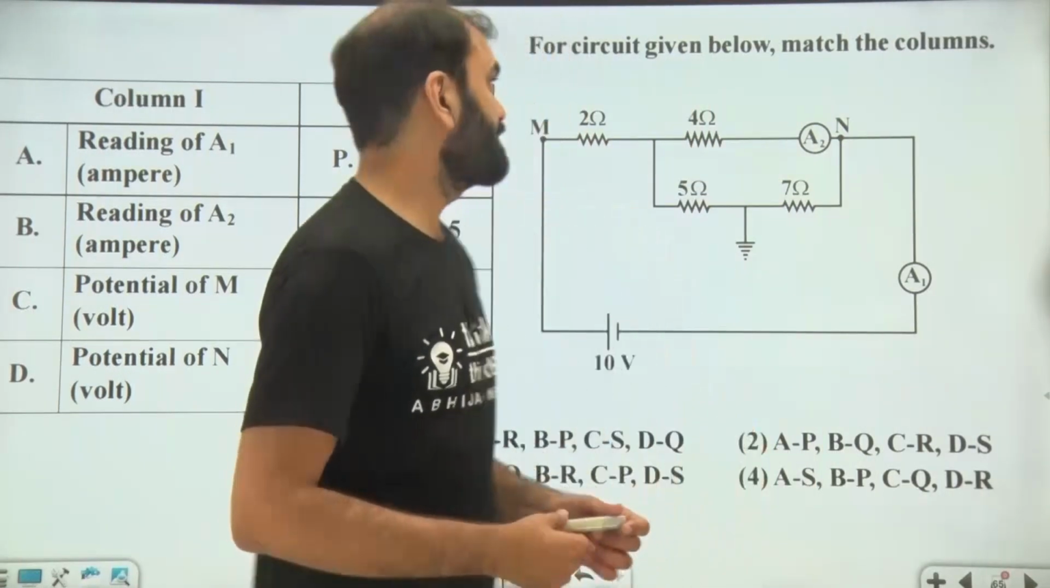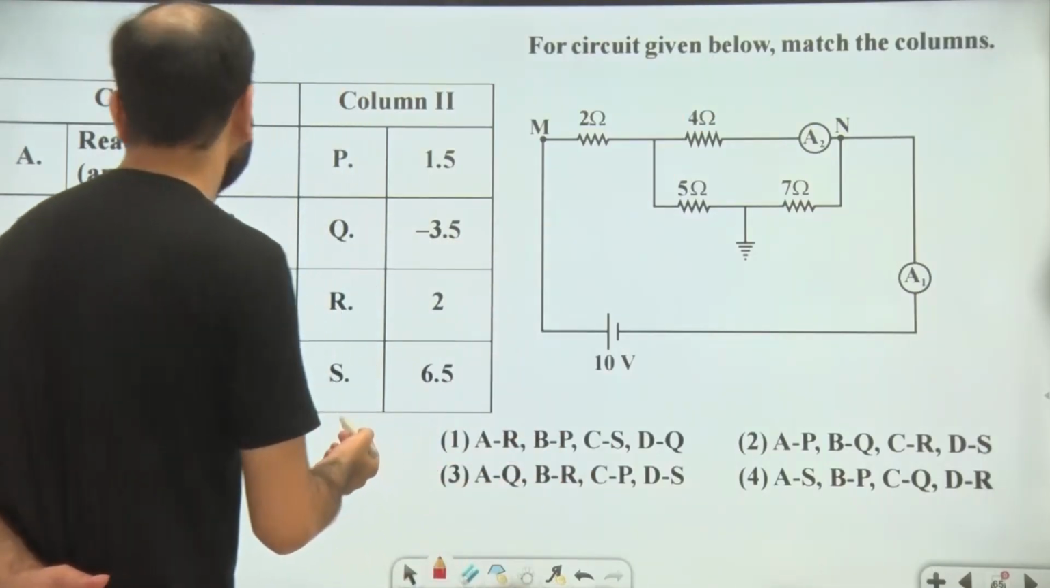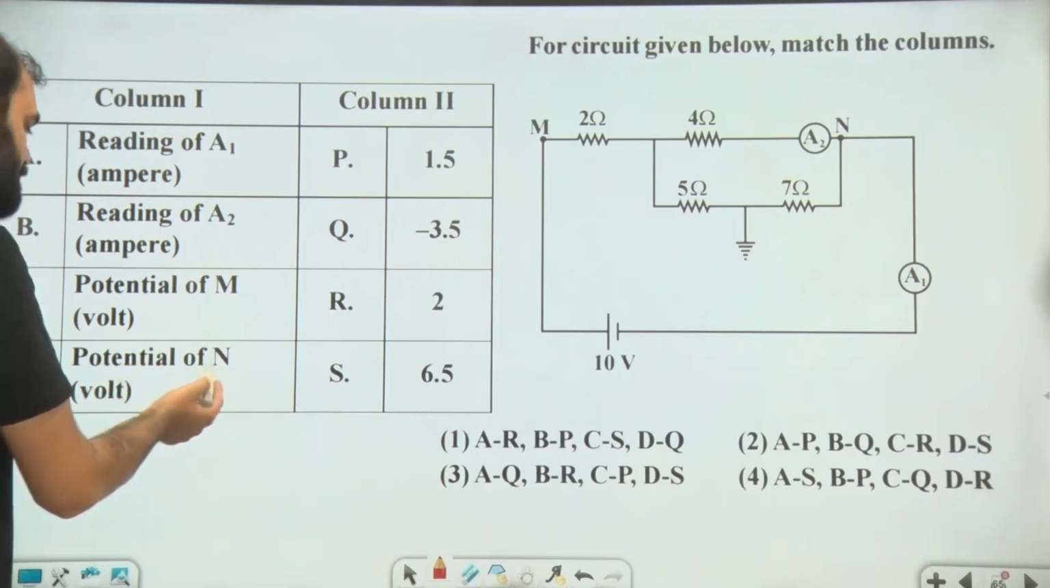Hello student, here is the question. For a circuit, as it is shown to you, you have to calculate the reading of A1, the reading of A2, and the potential of M and N.